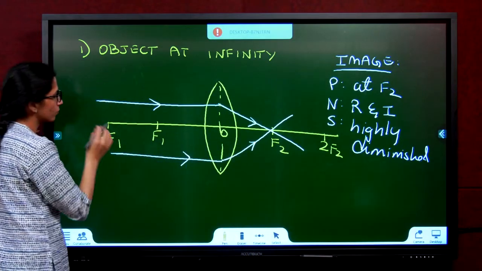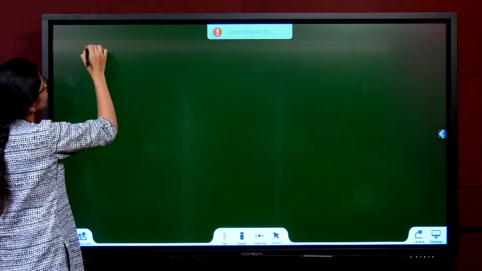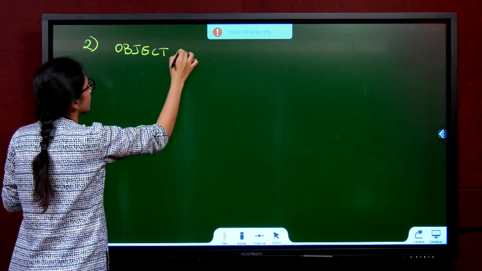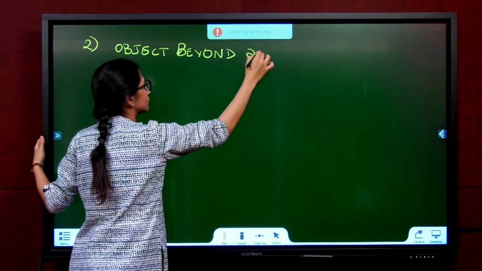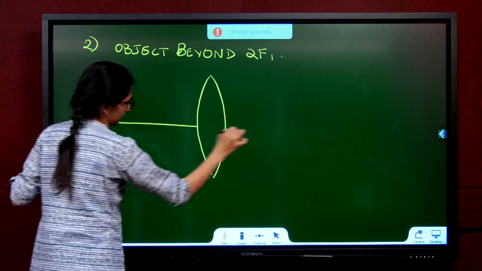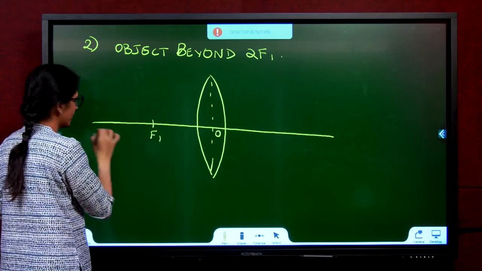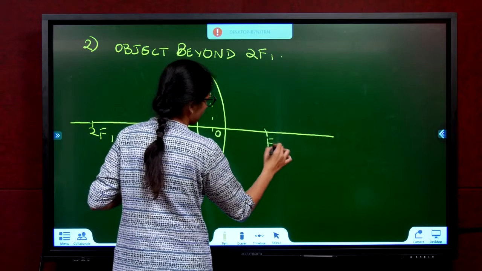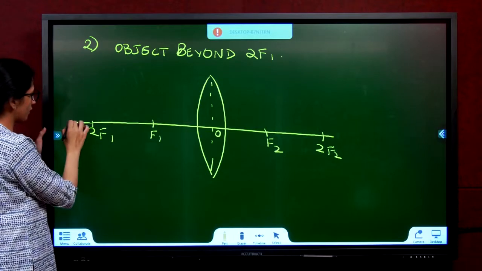Moving on to the next case, we'll now bring the object beyond 2f1. So second case, object beyond 2f1. Draw the convex lens quickly. Mark your optic center, f1, 2f1, f2, 2f2. Object is beyond 2f1. I kept it somewhere here.